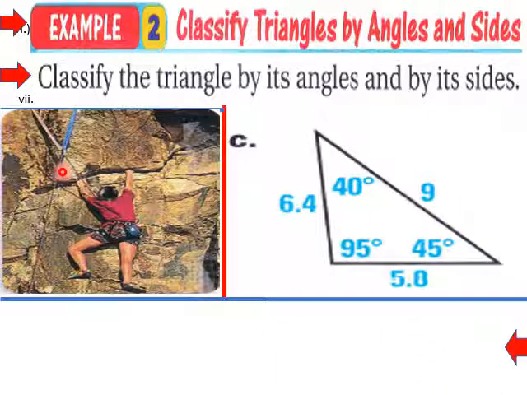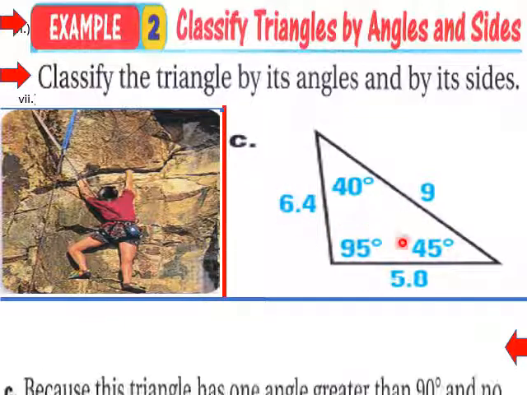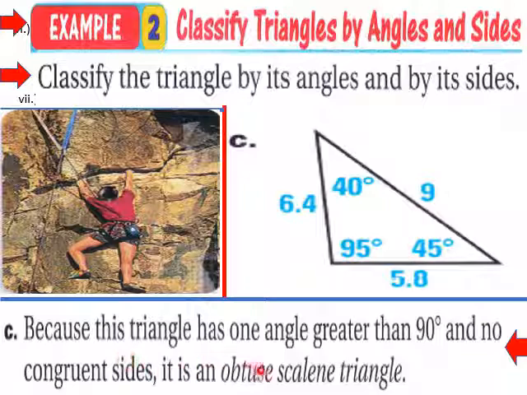And then triangle C, each side is different, so it's scalene, 40, 95, and 45. Because the triangle has one angle greater than 90, this one here, and no congruent sides. These aren't congruent sides here. It is an obtuse scalene triangle.